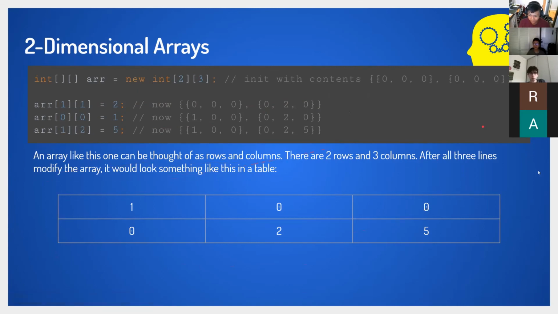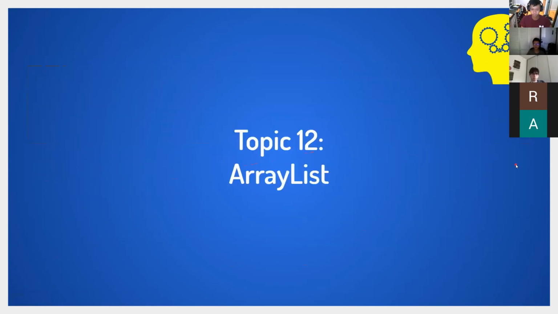I hope that sort of makes sense. I don't. 3-dimensional arrays are very confusing when you see it in code. But think of it as rows and columns. If you think of it as a table, it'll make more sense.